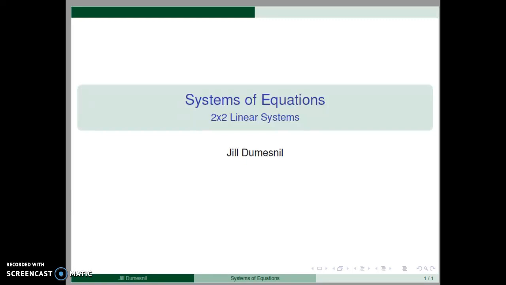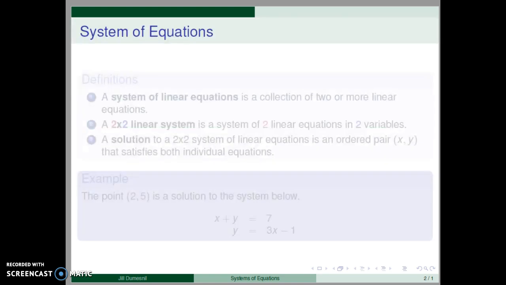This is an introduction to systems of equations. In particular, we will consider 2x2 linear systems of equations. As usual, we will begin with some definitions.